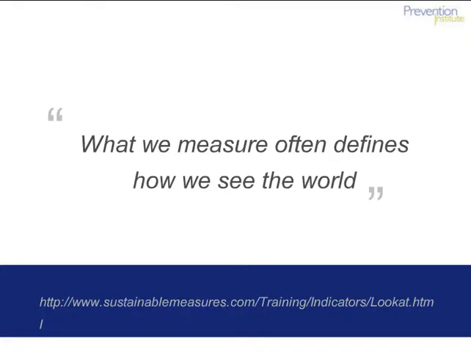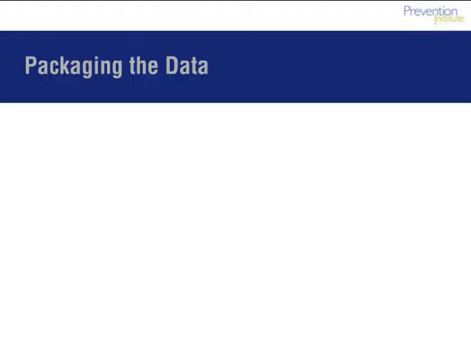As the West Oakland example powerfully shows, what we measure often defines how we see the world. Indicator reports can help shape how health and safety issues and their solutions are viewed. Indicators can be used by public health departments, community-based agencies, and others working to bring community health to the center of decision-making and priority setting.